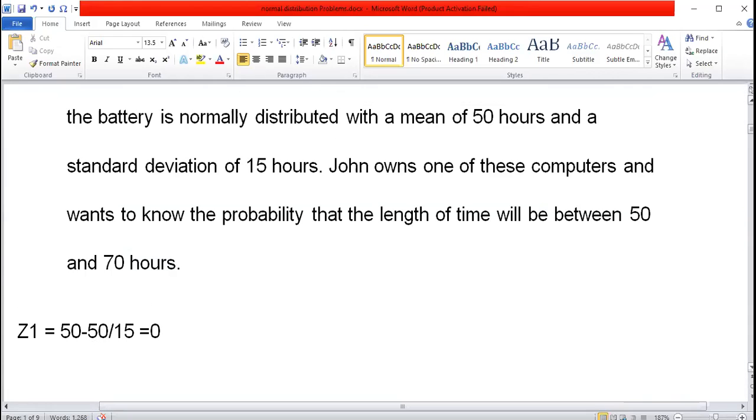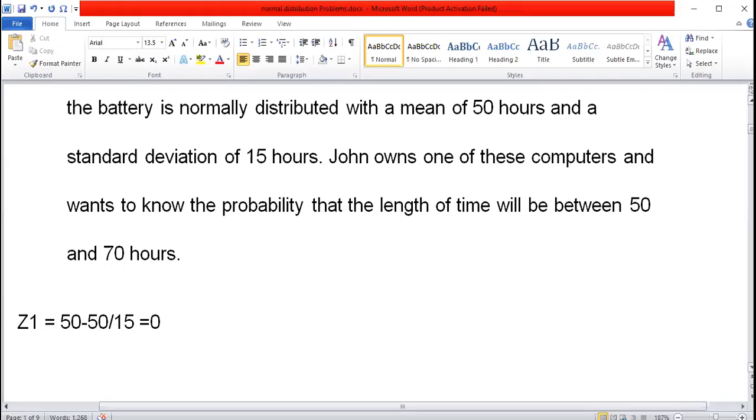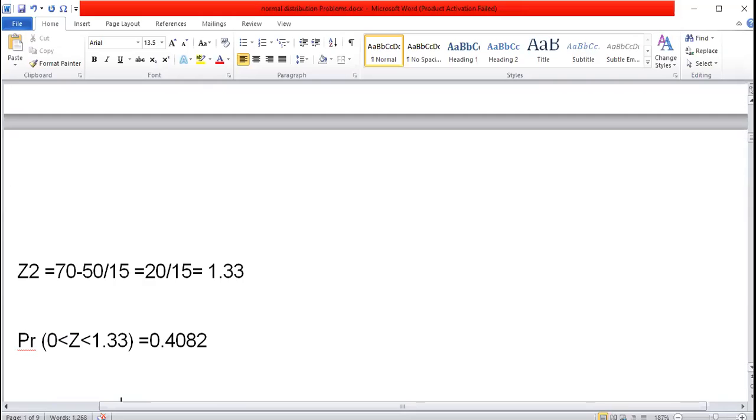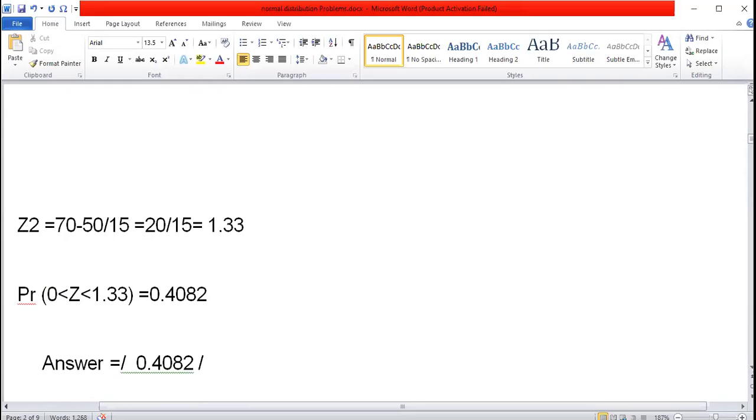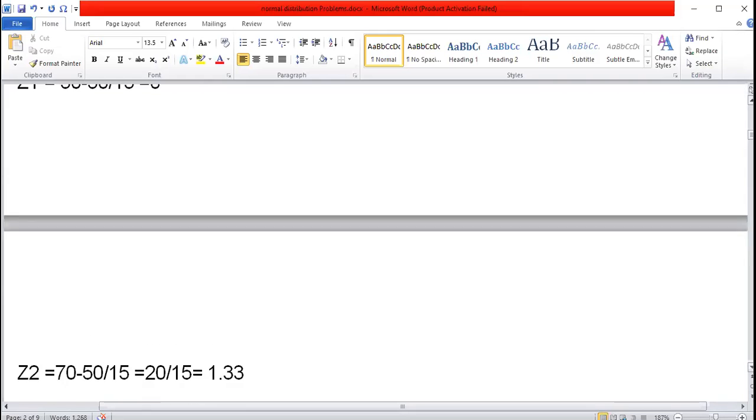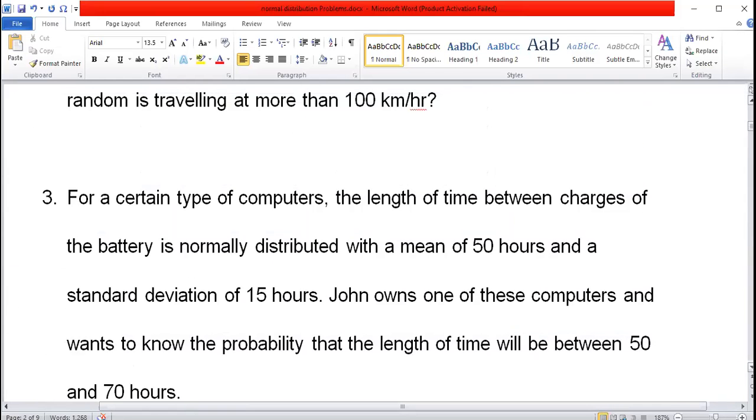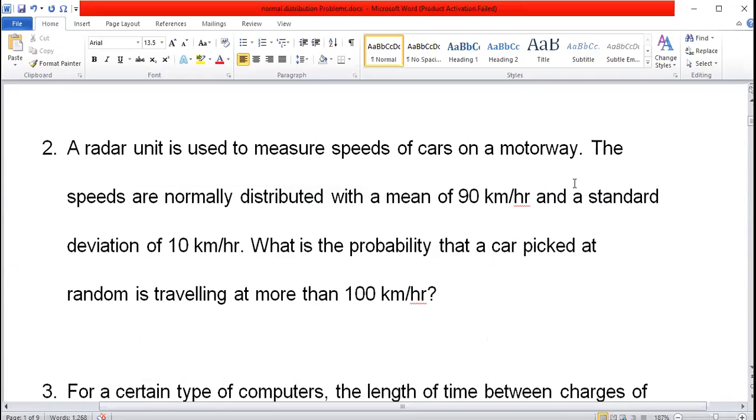Professor, I did not understand the last sum you showed in the last class. The last one, yeah, the radar one. Okay, so what is this? The unit measured speed. The speeds are normally distributed. Remember, if it's normally distributed, then you can do the Z. If not, then no. A mean of 90 kilometers per hour and a standard deviation of 10. What is the probability that a car picked at random is traveling at more than 100?